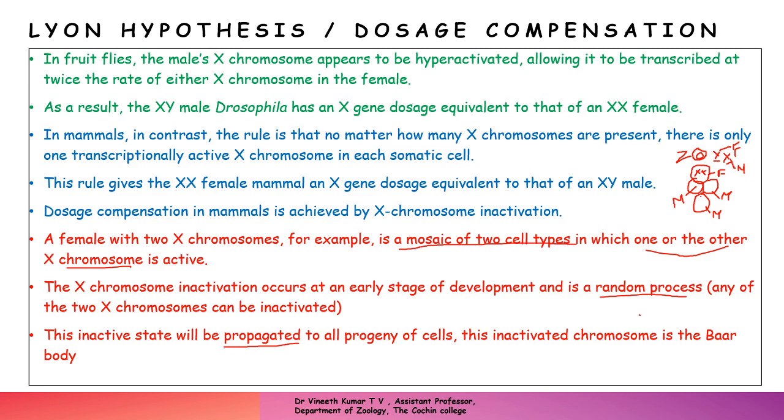And after this random event, what happens? These cells are going to divide again. The four cells divide by mitosis and produce 8 cells, 8 will produce 16, 16 to 32, 32 to 64, and it goes on.